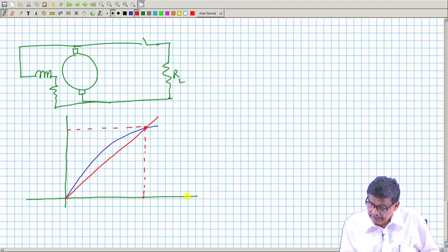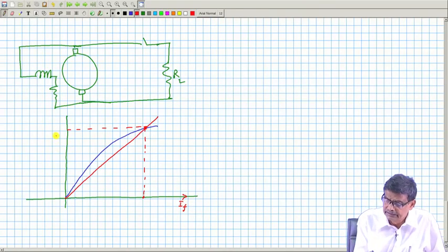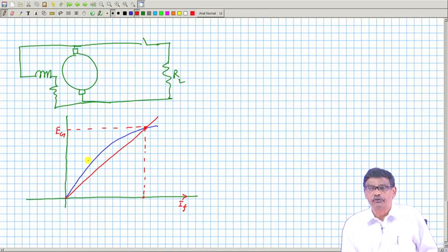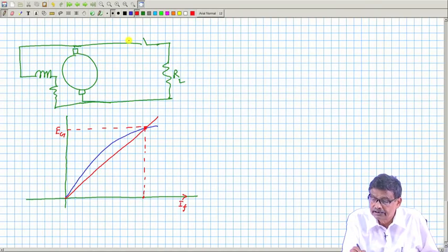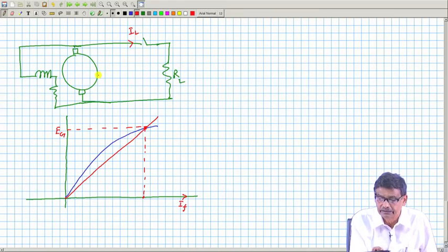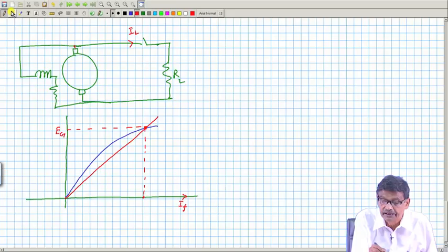In this axis, mind you, this is the field current and this voltage is the open circuit voltage. When the load current is 0, this current you can easily see is not the armature current, because here is a junction. The armature current will be here, if I draw it properly, it will be here.